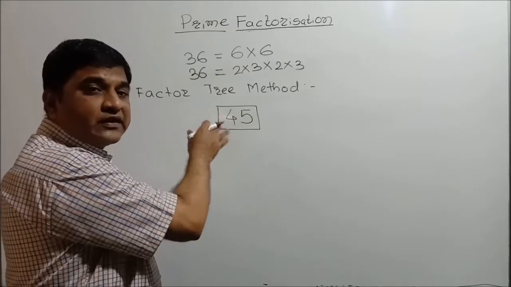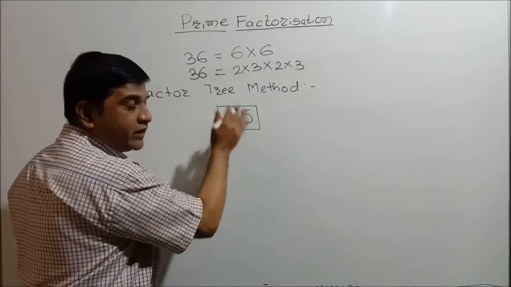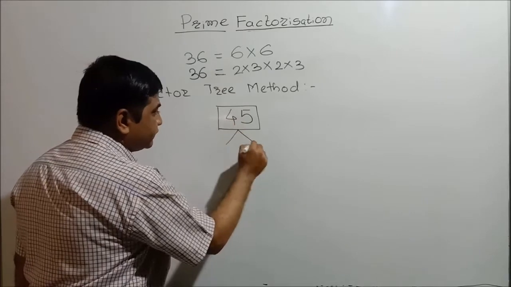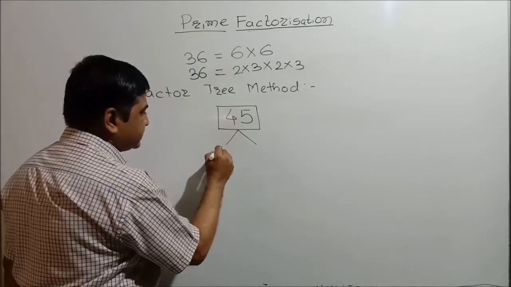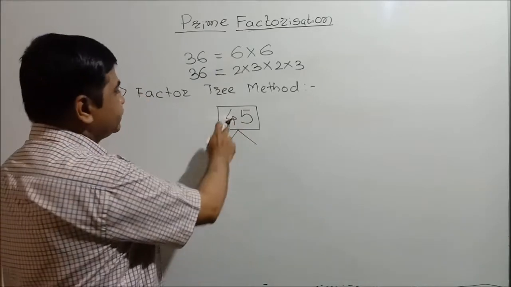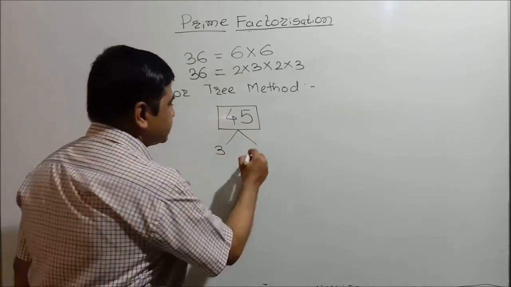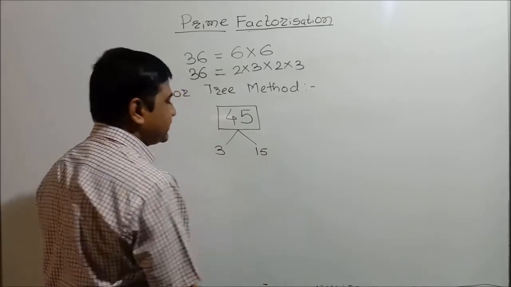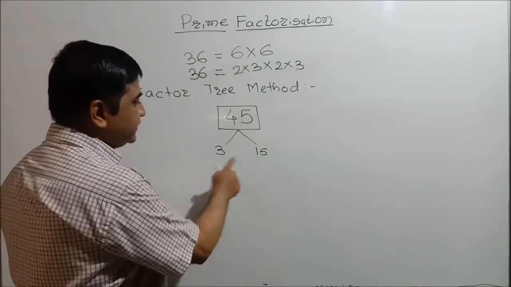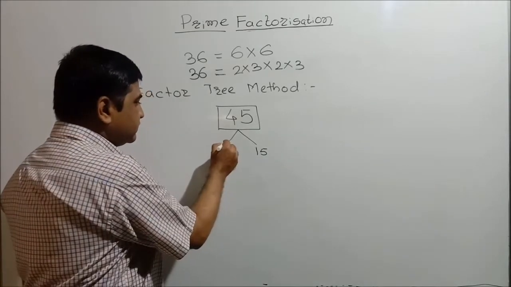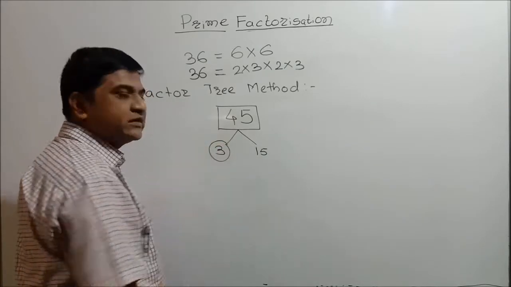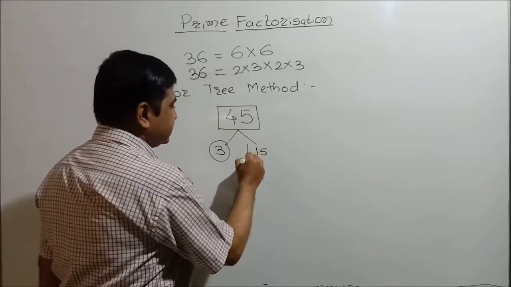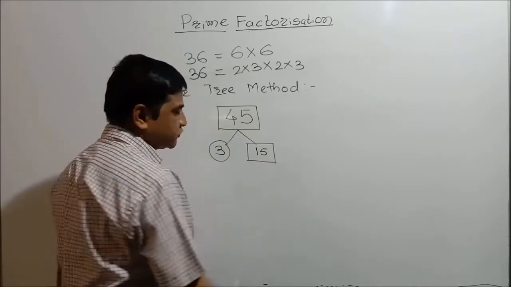And also we can divide this number by 5, but we will first of all try to divide it by 3. And when I divide 45 by 3, I will get a quotient of 15. So we have two factors of 45, 3 and 15. 3 being a prime number, I am going to circle it, and 15 being a composite number, I am going to put a box on it.